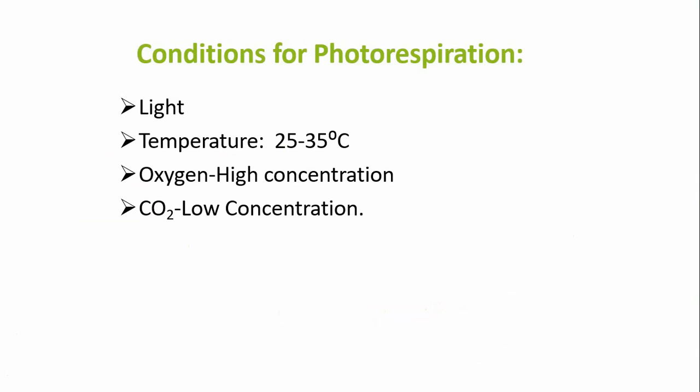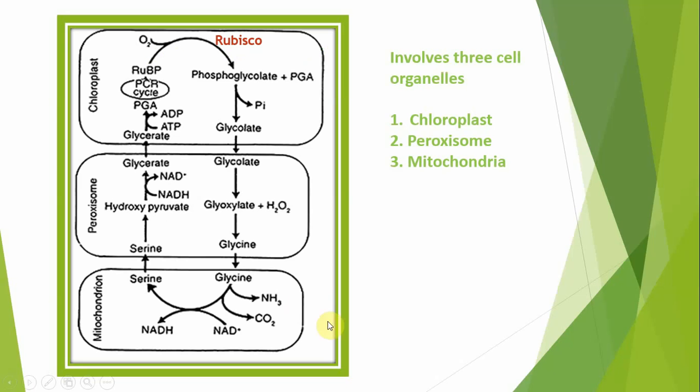Now, what are the conditions for photorespiration? Light, temperature greater than 25 degrees centigrade, high concentration of oxygen, low concentration of carbon dioxide. Now this is the flow sheet of the whole cycle. Photorespiration involves three cell organelles: chloroplast, peroxisome and mitochondria.